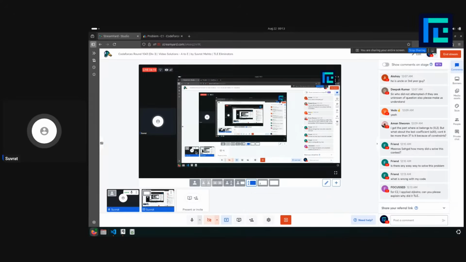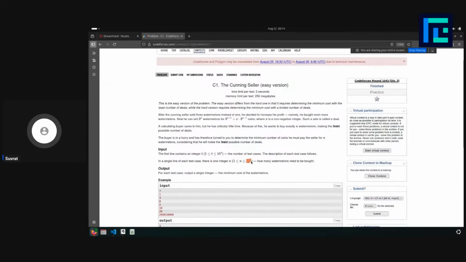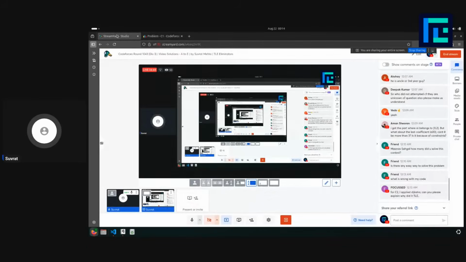I got the part where AI belongs to 0 to 2, but what about the last coefficient A30? Can't it be more than 3? Is it because of constraints? The coefficient of A30 will actually be 0 because A30 is greater than 1E9, and we'll never do that deal because we need only until 10 to the power 9. So we need to only buy watermelons till 10 to the power 9. So why would we do a deal which buys us more than that?